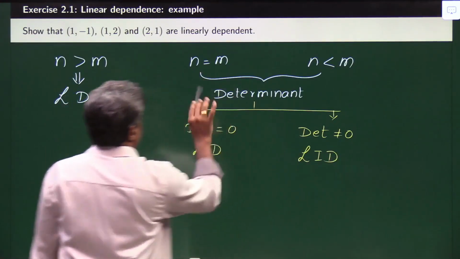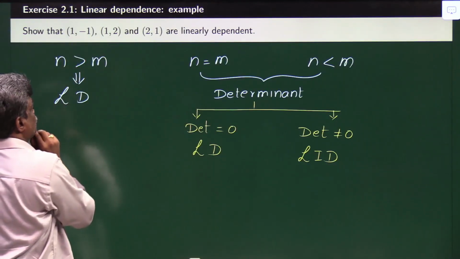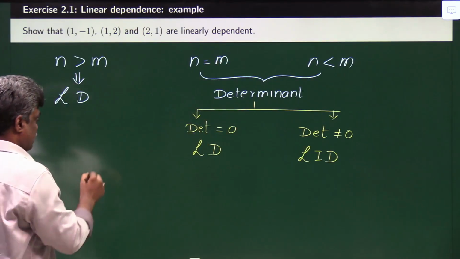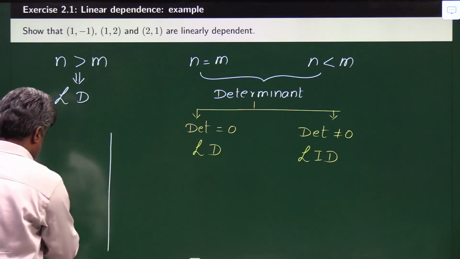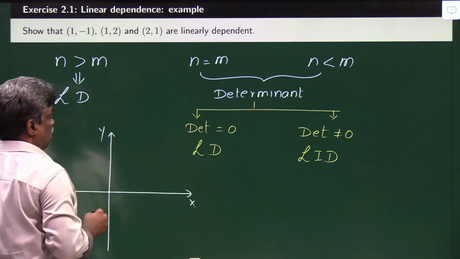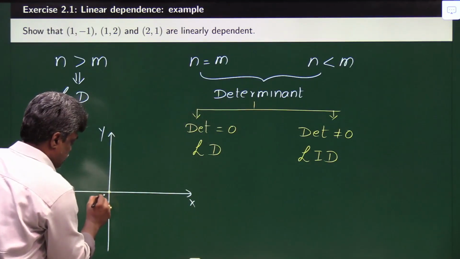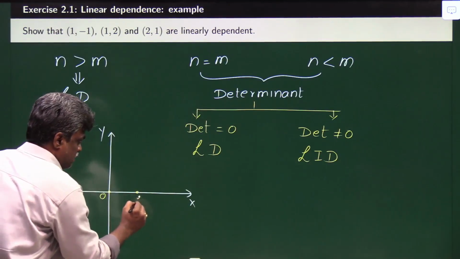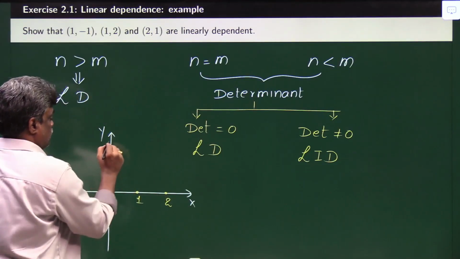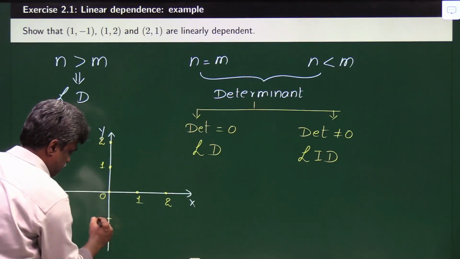Okay, so according to this concept, here three vectors are given, but the dimension is 2, so that's why we can say these vectors are linearly dependent. So let us try in another way also. Now for example, if we take this coordinate system x and y, and I am going to represent these vectors. So here it is origin O, and here it is let us say 1, and this is 2, and this is plus 1, and here it is 2, and here this is a negative axis, that's why this is minus 1.